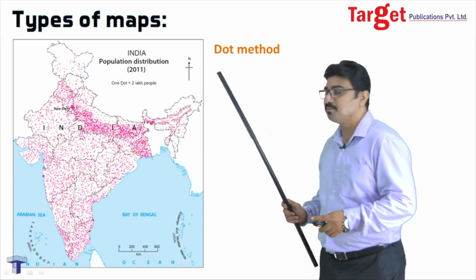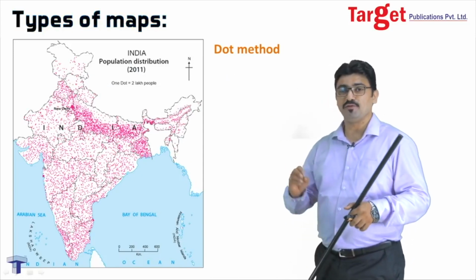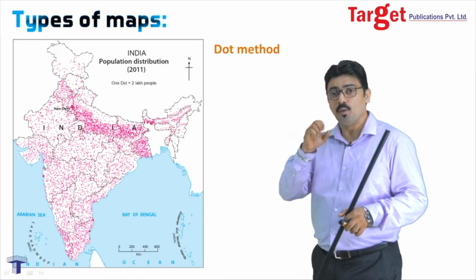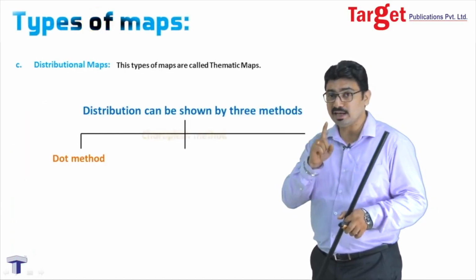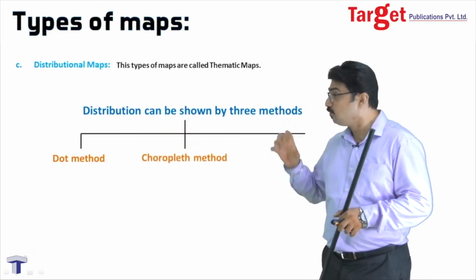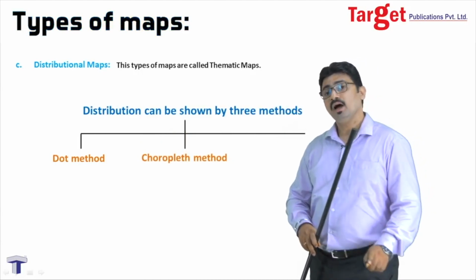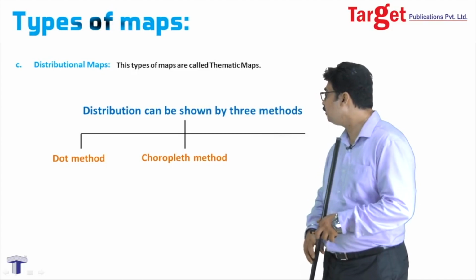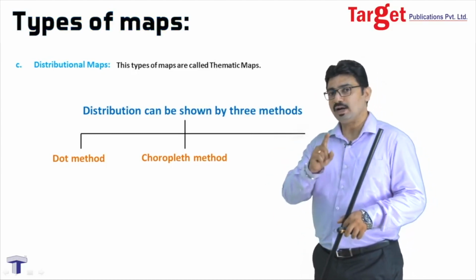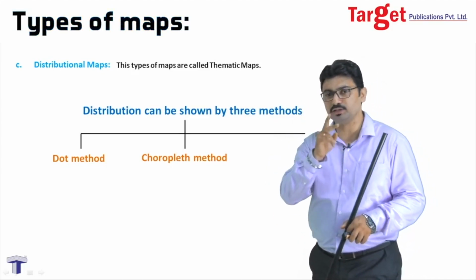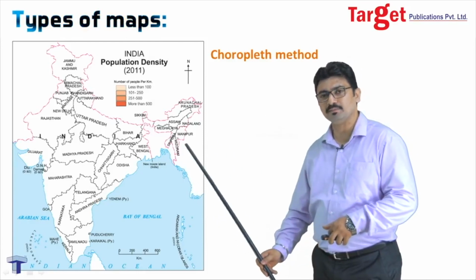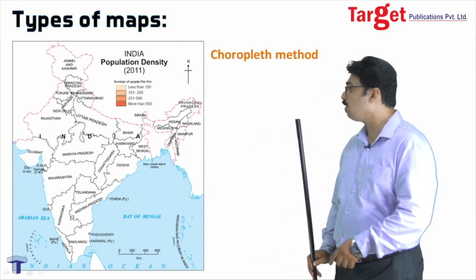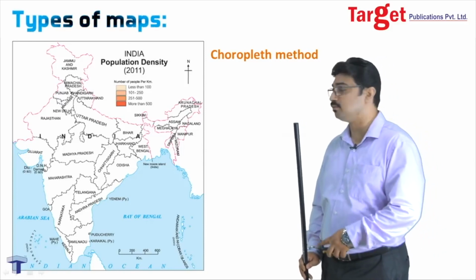So, this dot method of showing distribution of population is extremely useful. It clearly indicates what we want to know. It is very essential to understand how to read this kind of map as well. Apart from the dot method, the next method that we use is known as the choropleth method. Now, friends, you have also studied both the dot method as well as the choropleth method in your earlier standards, right? Now, let us have a small glimpse of the choropleth method.